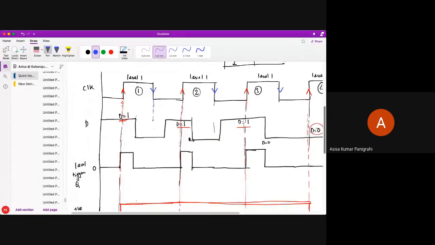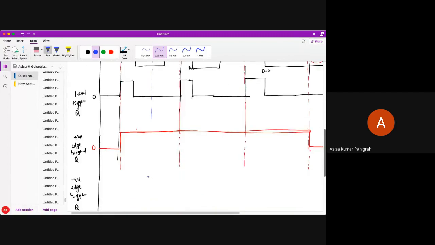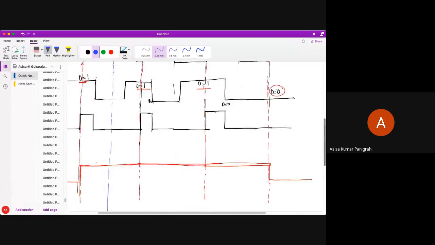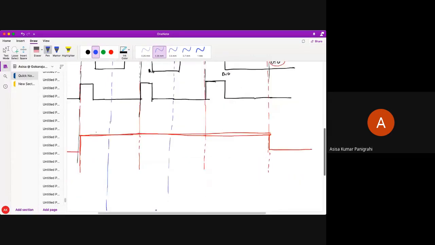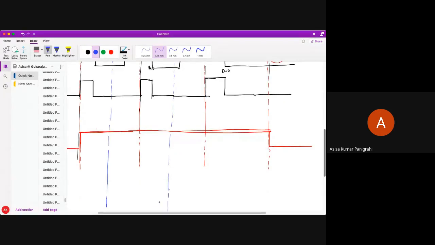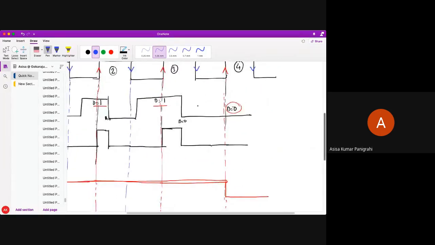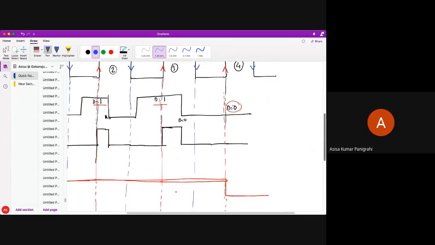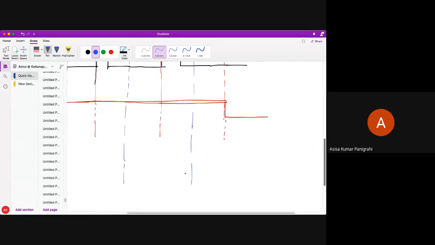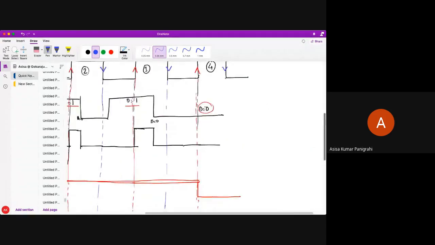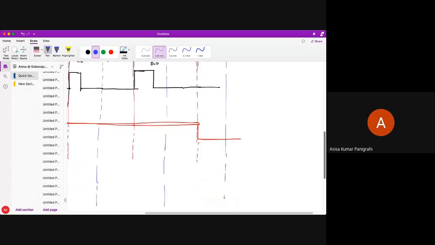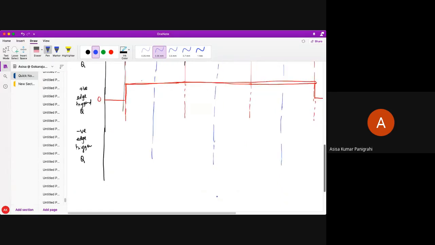For the negative edge triggered flip-flop, I'm just going to trace the negative edges. Where is the next negative edge? Here it is. Okay, I'm just tracing the negative edges. Next, where is the next negative edge? Here it is. Any other negative edge? Here it is. Here it is D equal to 0. Okay, next negative edges, I just test the next negative edges.